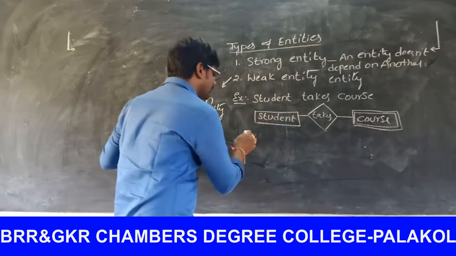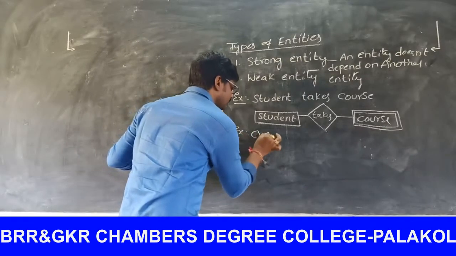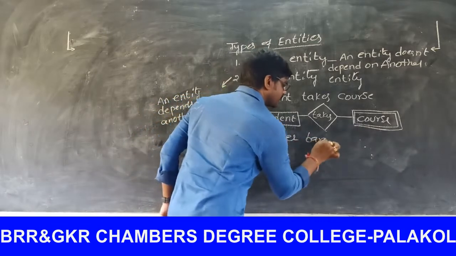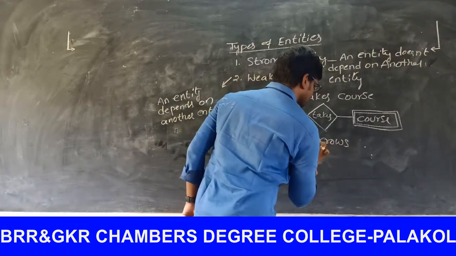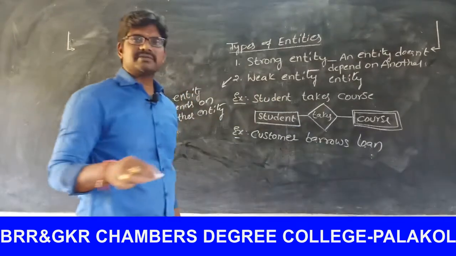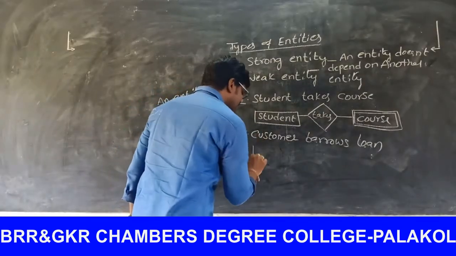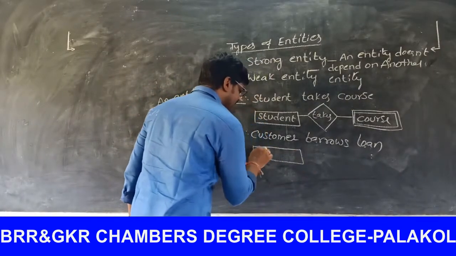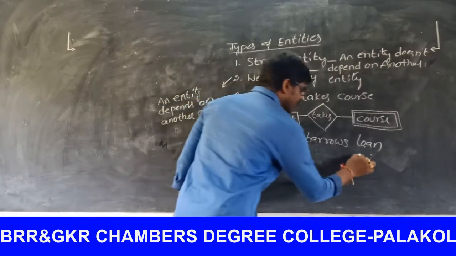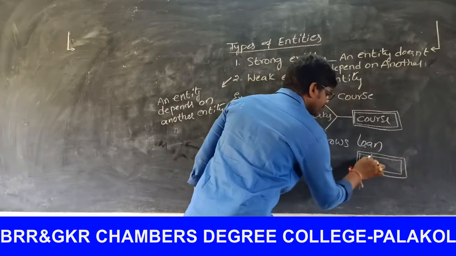And next one more example. Customer borrows loan. So here customer is a strong entity, and loan is a weak entity.